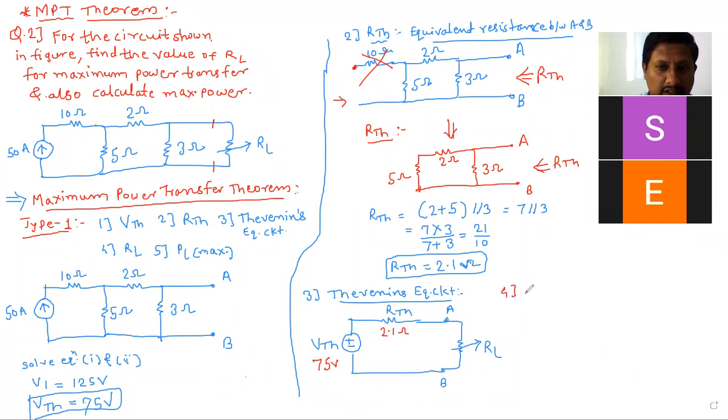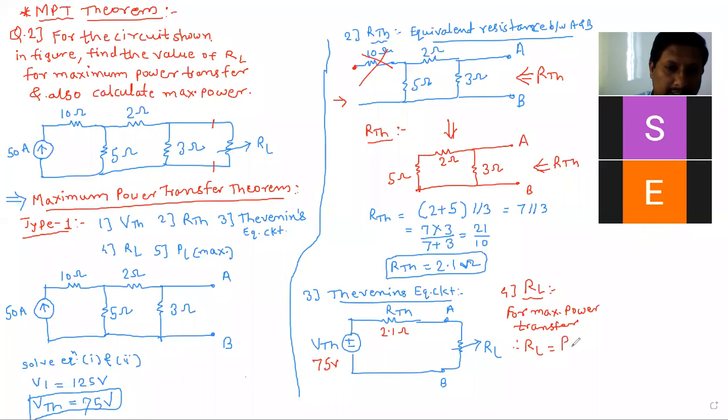So the fourth part is calculation of RL. So what statement do you have to write? For maximum power transfer, RL must be equal to RTH or RS. So RL must be equal to RTH. So RTH is 2.1. That is the answer for RL. The value of the load resistor should be the same as RTH. RTH means RS. So this is the fourth point.